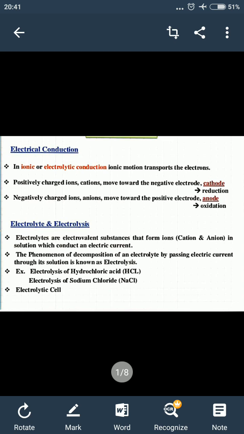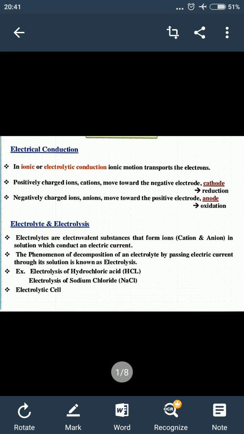Positively charged ions, that is cations, move towards the negative electrode or cathode. This is called reduction. And the negatively charged ions move towards the positive electrode, that is the anode. This is called oxidation. Now we come to electrolyte and electrolysis.